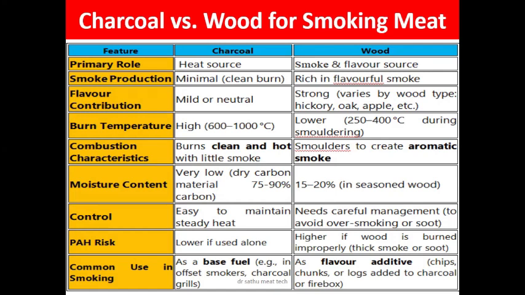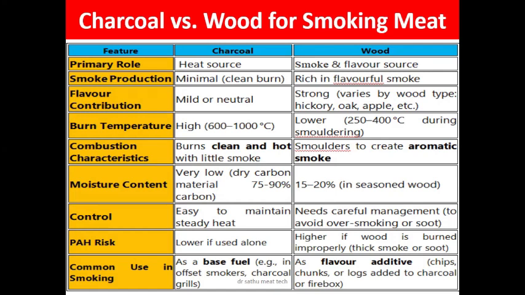Combustion characteristics. Charcoal burns clean and hot with little smoke, because the pyrolysis has already been completed, so the smoke will not be there. Wood smolders to generate aromatic smoke. Moisture content of charcoal is very low, as charcoal is mainly made up of carbon, 75 to 90%. In a good seasoned wood, the moisture content will be around 15 to 20%.